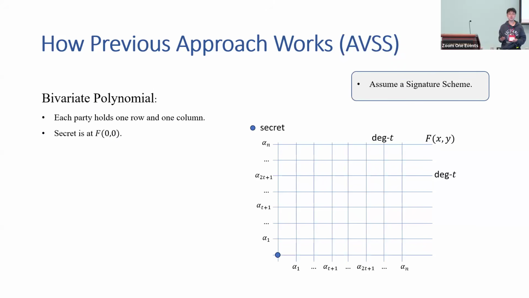The idea is to use a bivariate polynomial, and it has degree t for both variables. The secret is stored at position (0,0), and each party will take a degree t row and column polynomial as his shares. This can be considered as an extension of Shamir secret sharing. To make the following construction simpler, I will assume a signature scheme here.